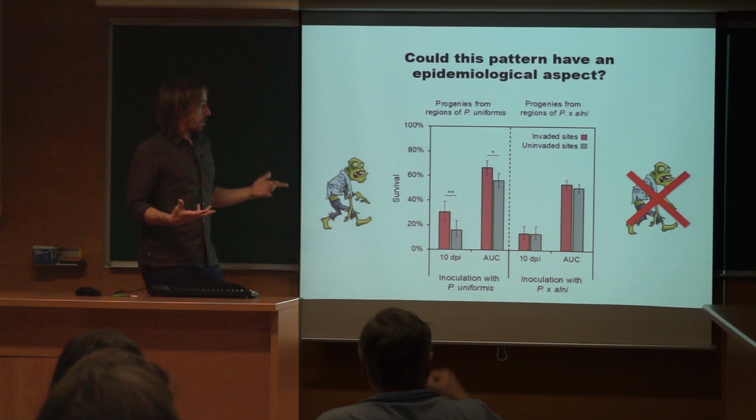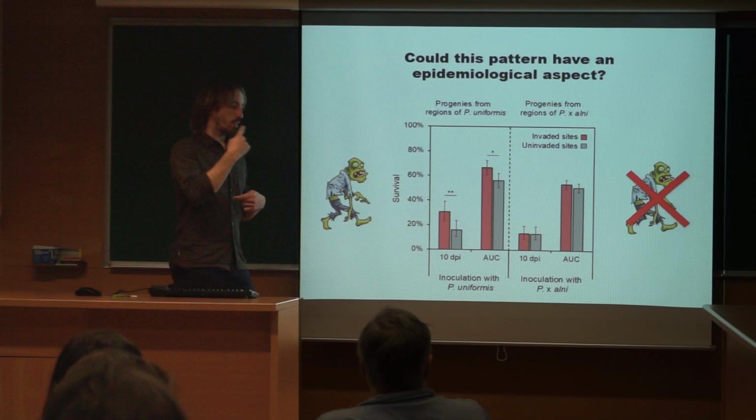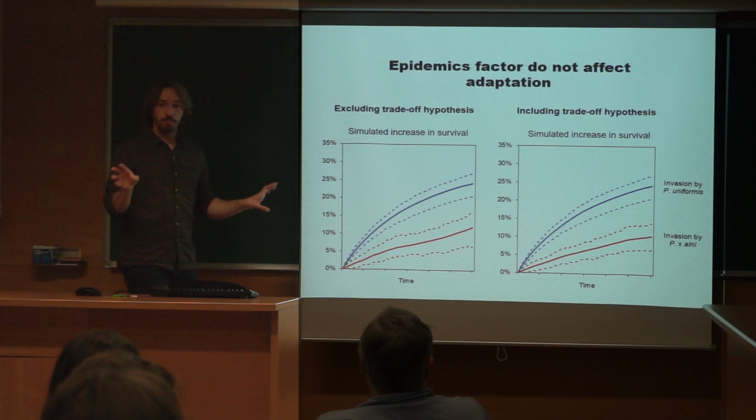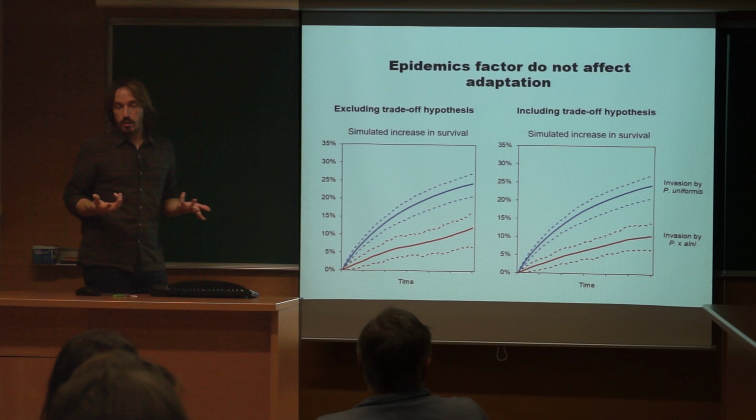What we did was try this epidemiological system. Perhaps the problem is that this one kills the trees too fast, and this one allows the infected trees to kill other susceptible trees and the epidemic to go on. And this one is too fast, so all of them are escapers. What we did was swap the epidemiological parameters. So we converted alni into uniformis and the other way around, keeping the same heritability. And we could see that this didn't make any difference.